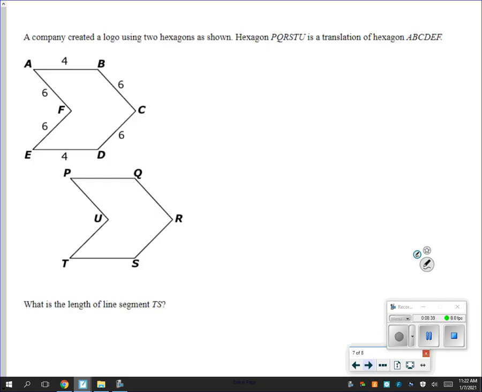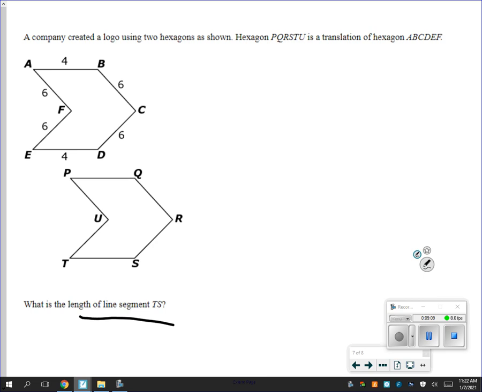Alright, so let's look at another one. It says, a company created a logo using 2 hexagons as shown. Hexagon PQRSTU is a translation of hexagon ABCDEF. So the question is, what is the length of line segment TS? So I want you to pause the video, and I want you to write down an answer. Alright, how long is TS? Go ahead and pause now. Alright, welcome back. So, how long is TS?